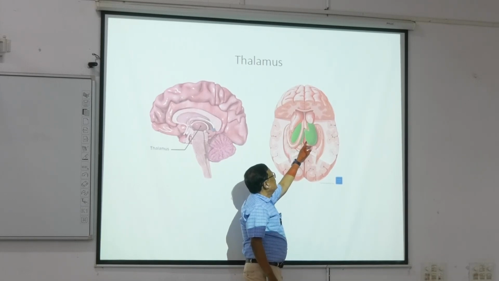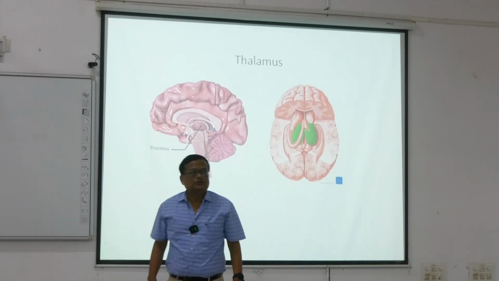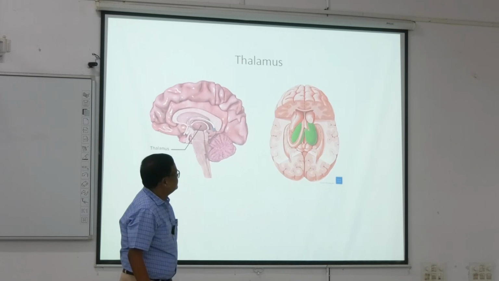Two thalami are situated one on either side within the cerebral hemisphere, separated by a cavity of a ventricle we call the third ventricle.